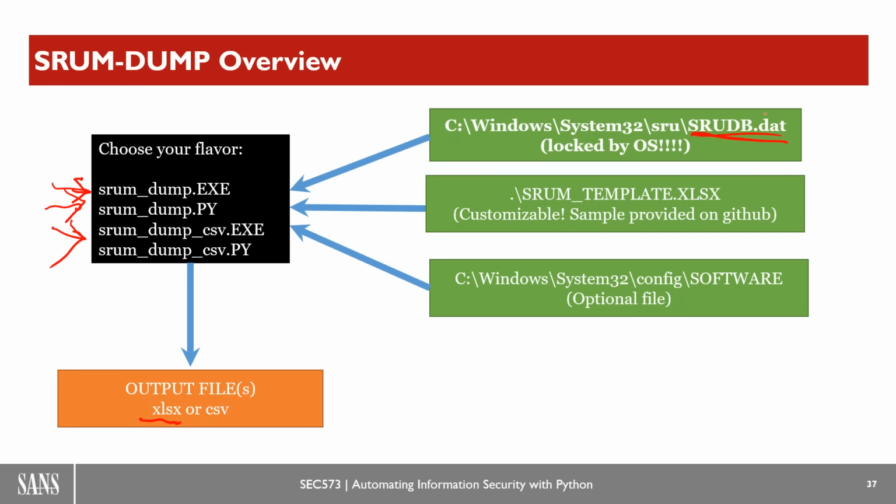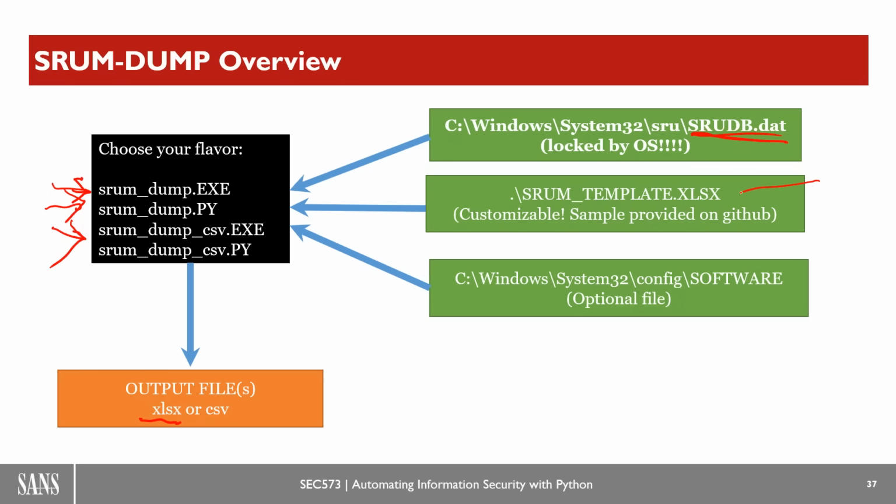So you need to use a tool such as FGET or some other forensics tool that will let you get files that are locked by the operating system, or take the file from a forensics image or from a backup of the hard drive. But make sure you get a good copy of SRUDB.dat.